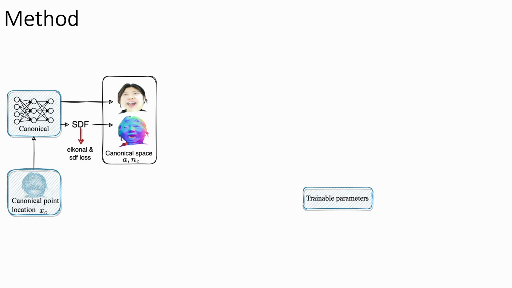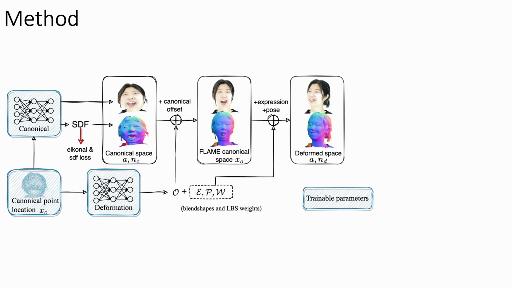First, we learn a canonical representation. This includes the canonical point locations, canonical albedo, and the canonical normals. The normal and albedo are parametrized by an MLP. Second, we learn a deformation network that produces the blend shapes and skinning weights for each point. This allows us to transform the canonical point cloud into target poses given target FLAME parameters.